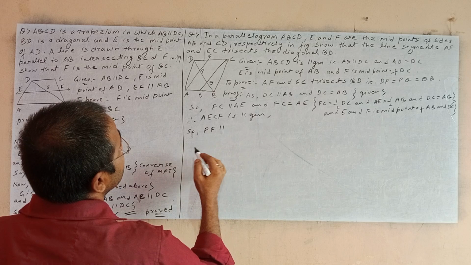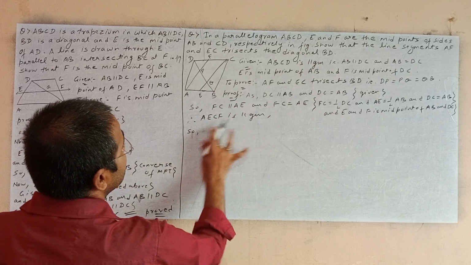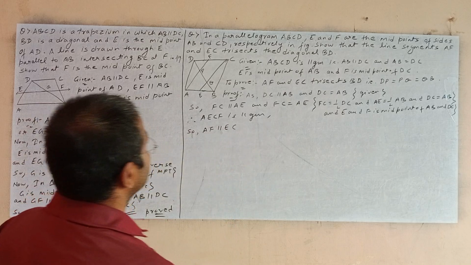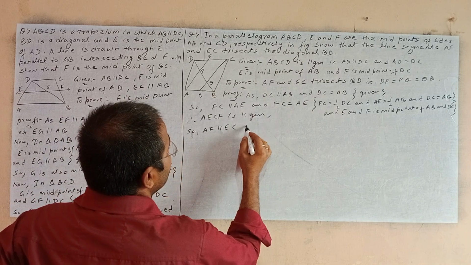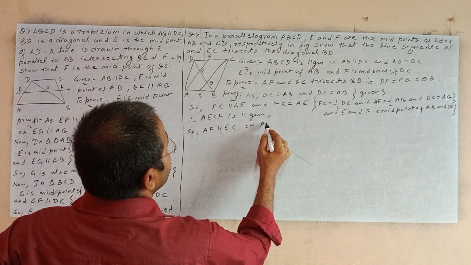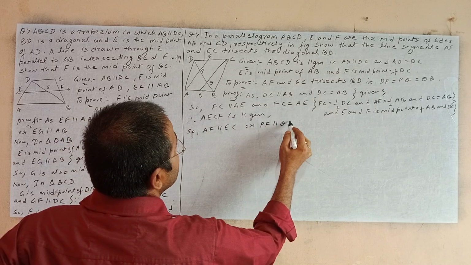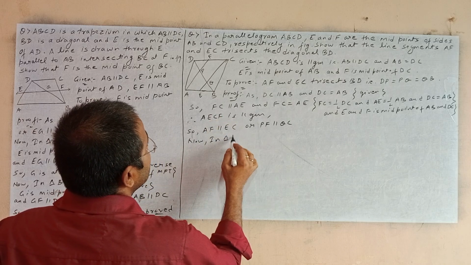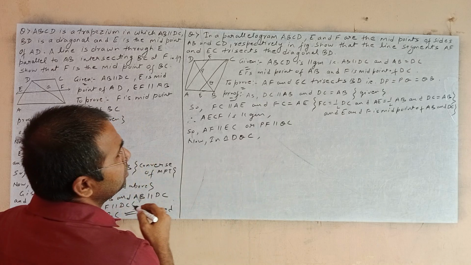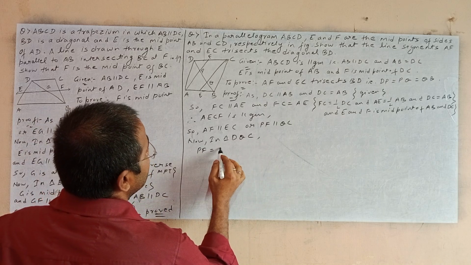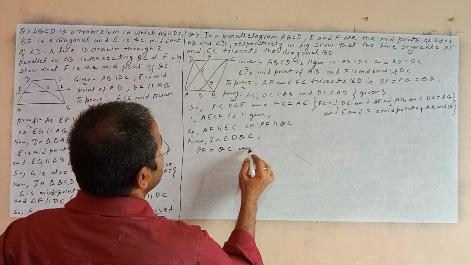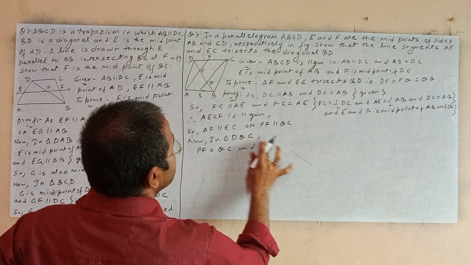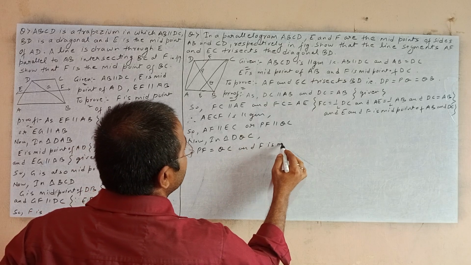Now, if AECF is a parallelogram, you can write AF will be parallel to EC, or you can write PF parallel to QC. Now in triangle DQC, PF is parallel to QC and F is the midpoint.